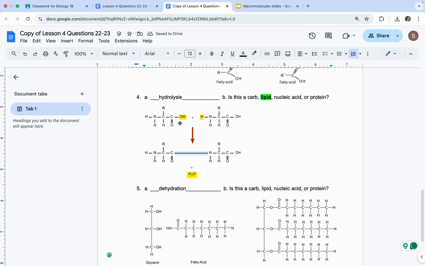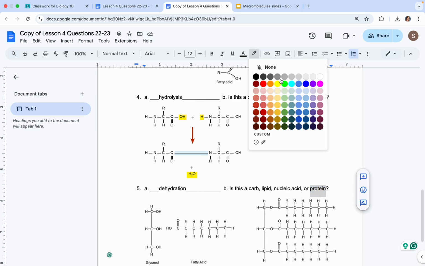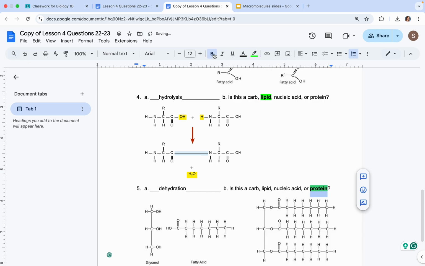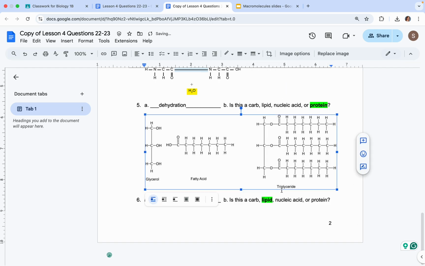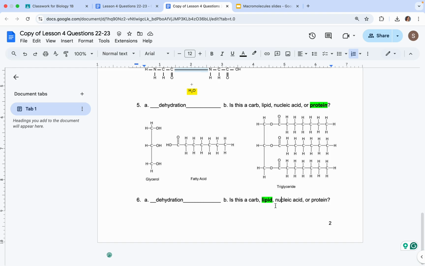All right, here we have our central carbon, another carbon, double bond of oxygen. This should look familiar. These are amino acids, which means they're proteins. So I'm going to highlight protein. And then our last one, number 6, part B, fatty acid, glycerol, triglyceride. These are lipids. Because fatty acid and glycerol are the building blocks of lipids, and triglycerides are a polymer for lipids, so we might be able to recognize that.